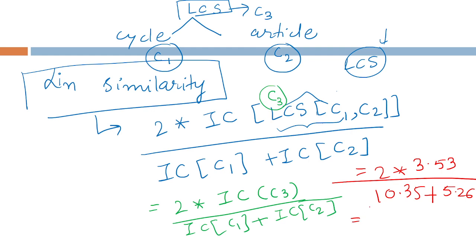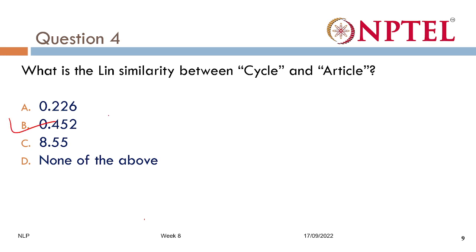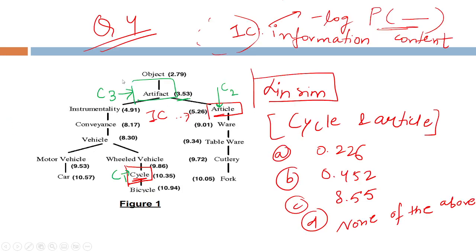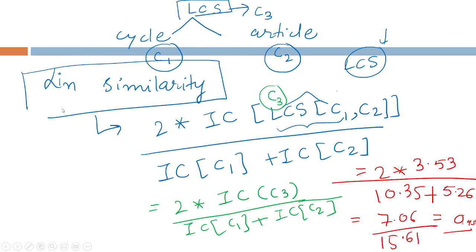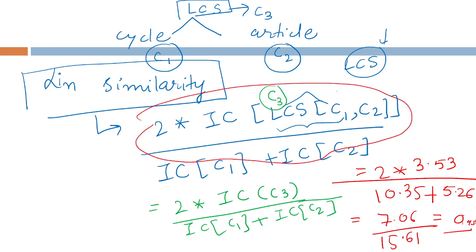If you solve this, you will get the value as 7.06 divided by 15.61. That comes out to be 0.452. So the correct option will be option B. This is your answer. And why do I call it C1, C2 and C3? Here C1, C2, C3 refer to the concepts. Okay. Is it clear? Lin similarity, everyone? This is the formula that we used. 2 times the information content of LCS C1 comma C2, upon information content of C1 plus information content of C2. Is it clear to all?